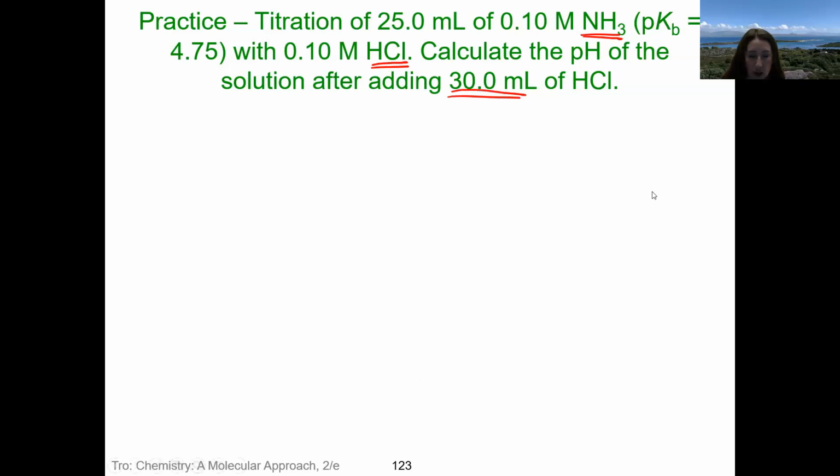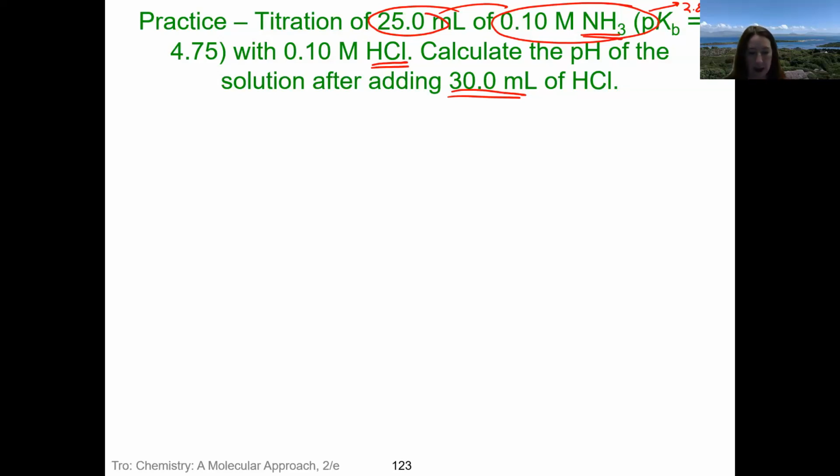Okay, so we look at our initial concentration. We always have to look at the initial concentration of, this time, our base, because we're adding the acid to it. Look at our initial concentration. And then remember, if we do that, just 25 times this, and we did this before. So this is like 2.5 times 10 to the negative 3 moles, just molarity times liters.